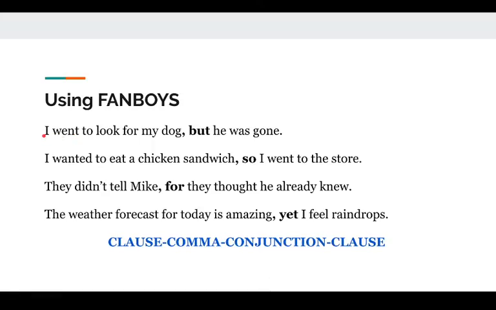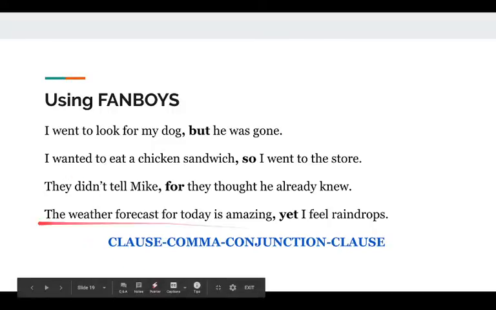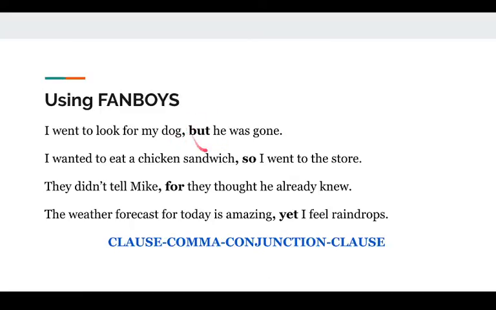So if we're using FANBOYS, I'm taking the sentences that I used for the run-on sentence and the comma splice errors, and I'm going to be correcting them here using FANBOYS. So in the sentence, I went to look for my dog, but he was gone. I wanted to eat a chicken sandwich, so I went to the store. They didn't tell Mike, for they thought he already knew. The weather forecast for today is amazing, yet I feel raindrops. So before I go on to explain what's in blue, it just makes sense that we have a comma here and then the FANBOYS.